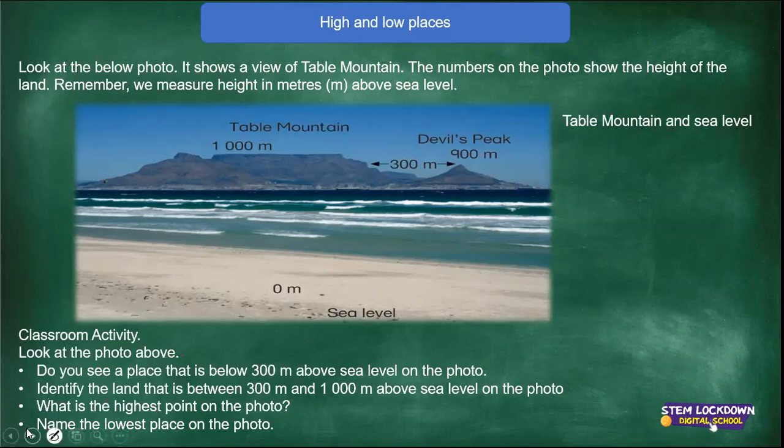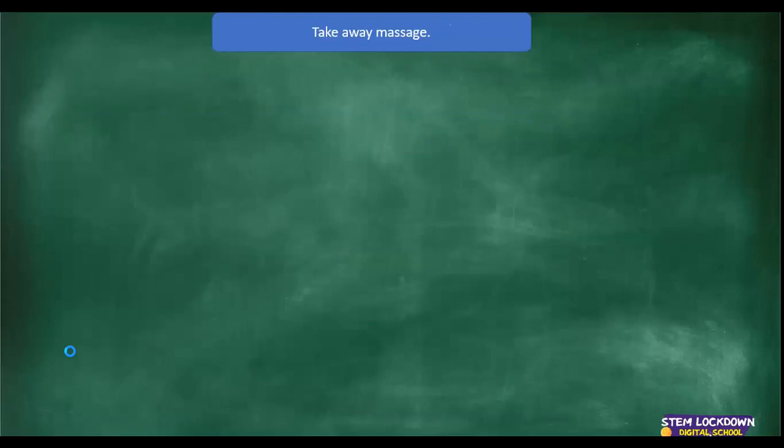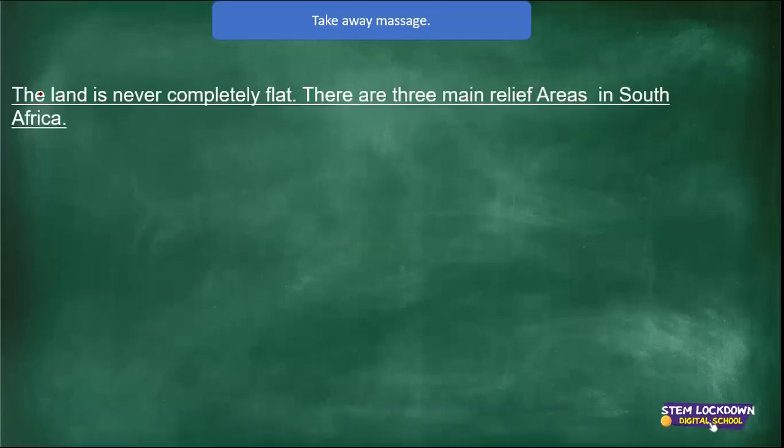Let's move to the next slide. It's not moving. Okay, the land is never completely flat. This is what you must know, that the land is never completely flat. There are three main relief areas in South Africa.